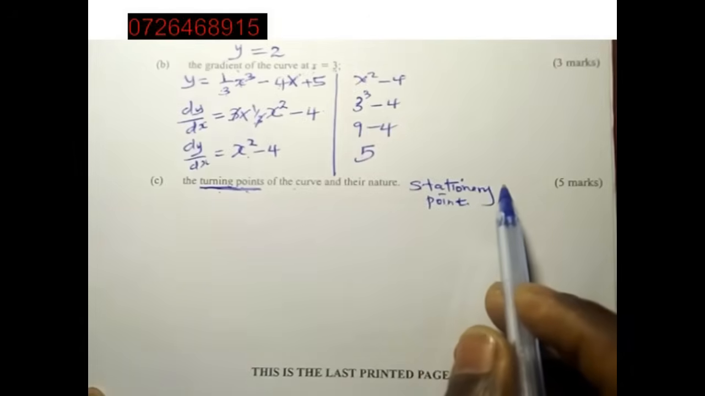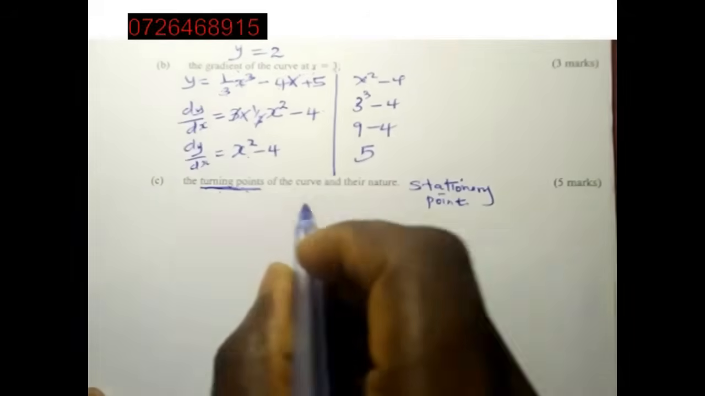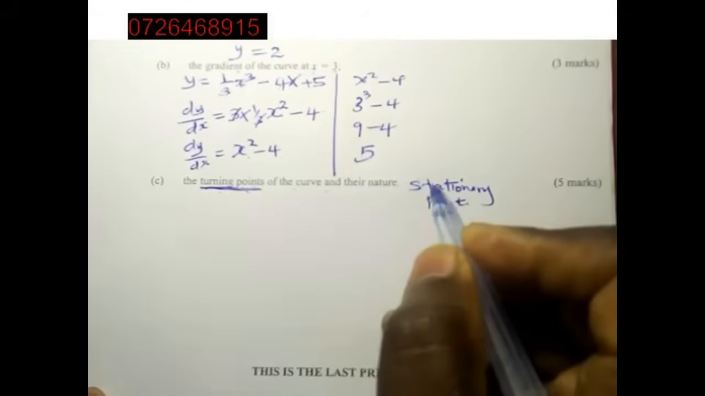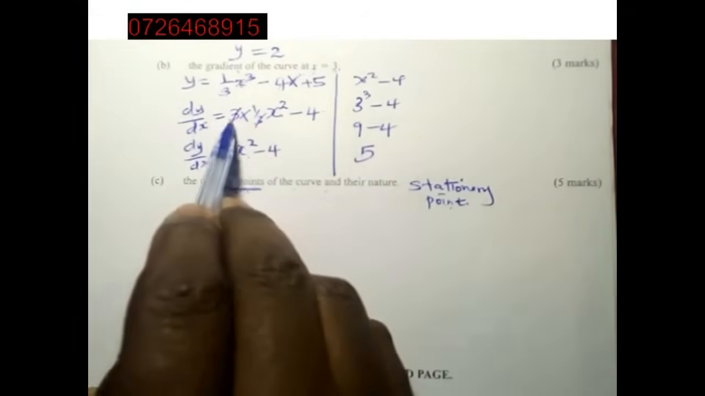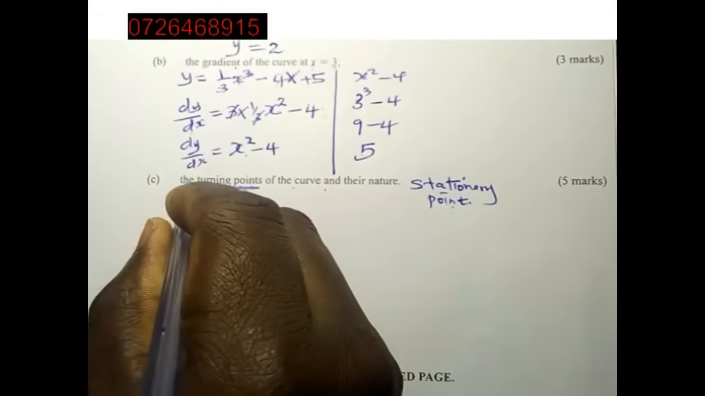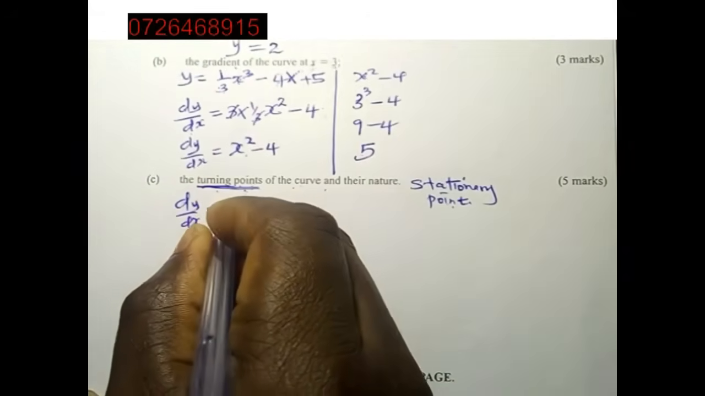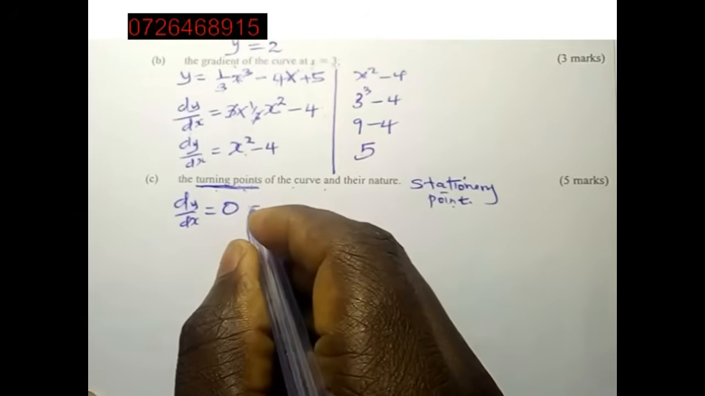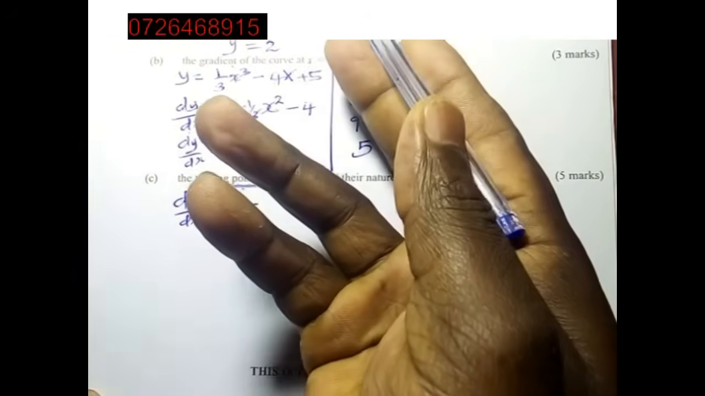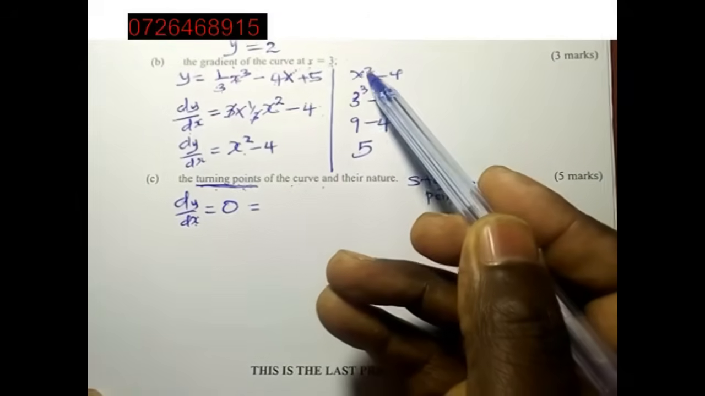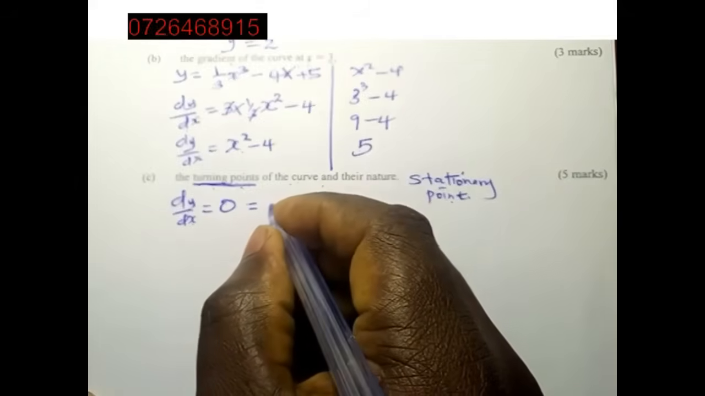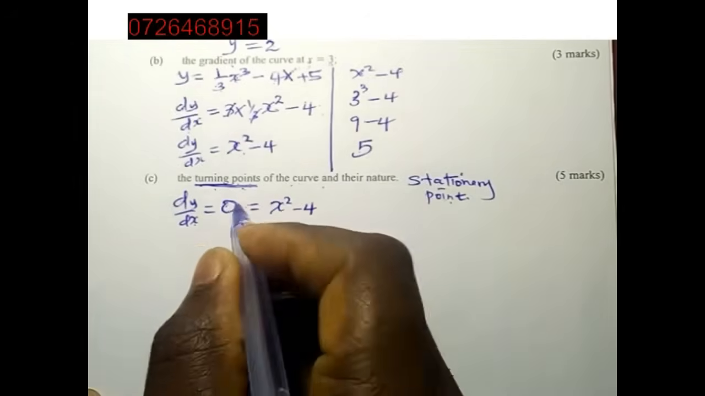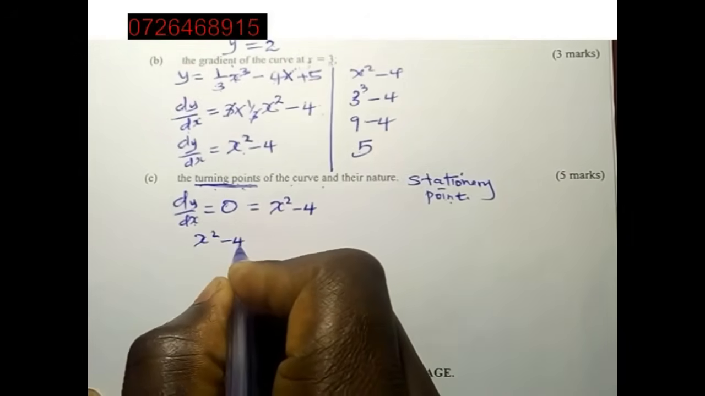Umesikia venye nimesema? The turning point of a curve, the stationary point of a curve occurs when the gradient function dy over dx is equal to 0. So dy over dx is equal to 0, that's where we get the turning points. Naelewana? Sasa tushapata dy over dx ni kudifferentiate this our function y, na tushapata the gradient is x square minus 4. So dy over dx is equal to x square minus 4. So now we equate it to 0. So x square minus 4, the answer is 0.